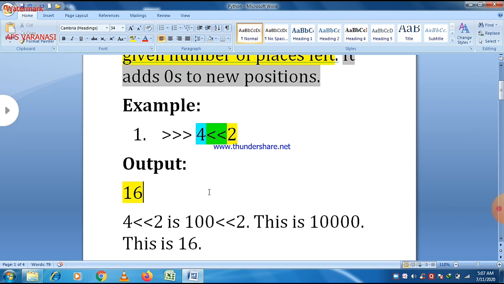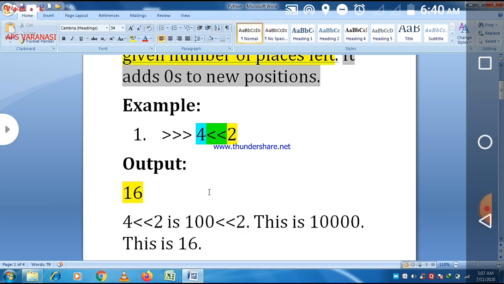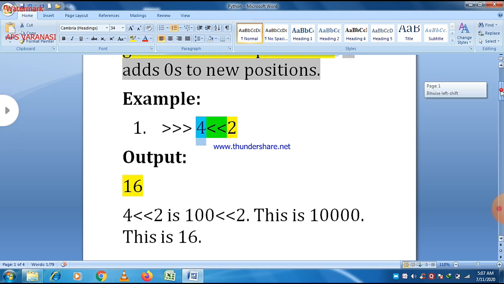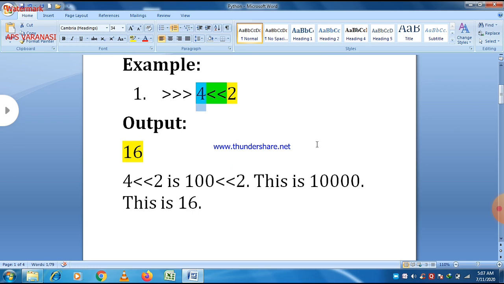You can easily see that for 4 bitwise left shift 2, when we convert 4 into a binary number, 4 is a decimal number of course, the answer will be 100. Answer is 100. 100 here means binary 100, not decimal one hundred, because 100 is the binary answer of converting 4 into a binary number.